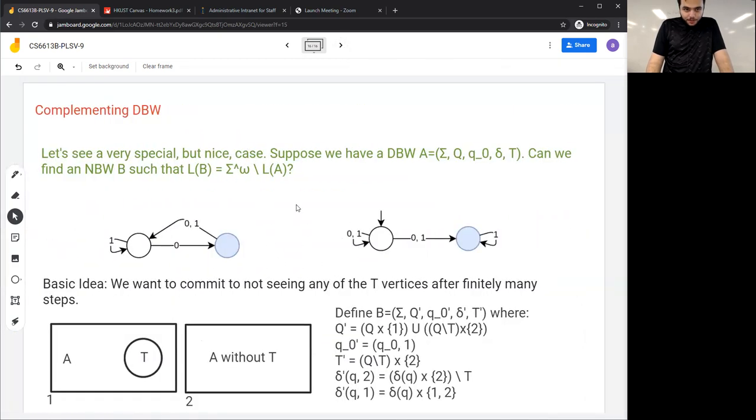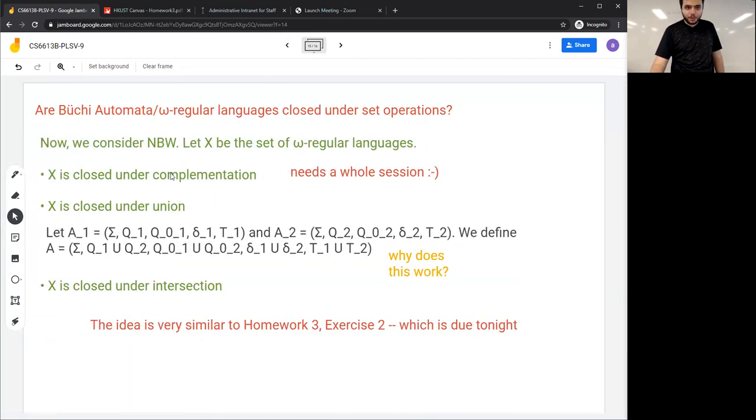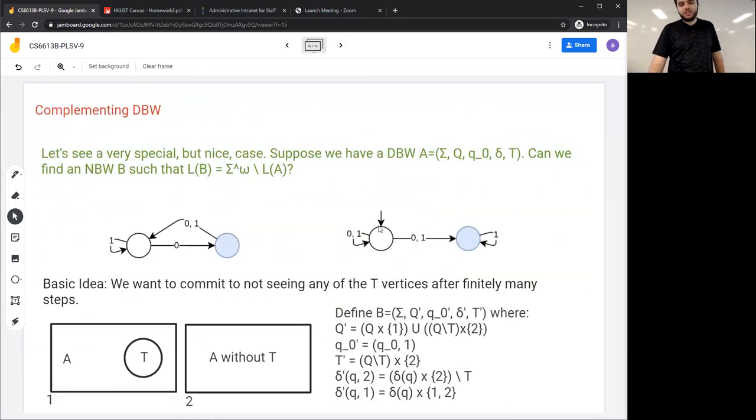Great. Okay, and I'm just going to show you a little bit of this thing that I told you takes a whole session, basically doing complementation. I want to do a very simple case of complementation. So let's say that I have a deterministic Büchi automaton, and I want to compute the complement of this deterministic automaton. So I want to find another automaton B, such that the language of B is the complement of the language of A.